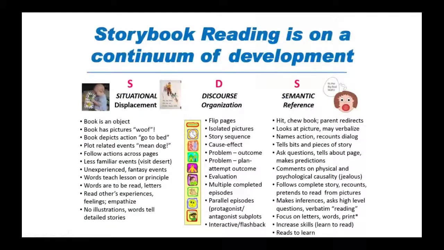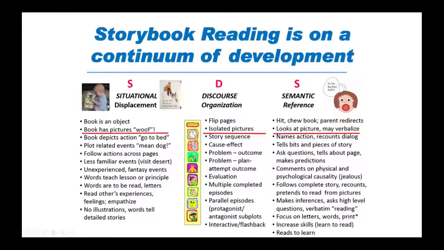So this is just a quick run through of development. In the situational context, the book is an object, so the child just flips the pages and may hit or chew on the book. And then the parent always treats the book as special and says, no, no, let's look at the picture. There's ducky, quack, quack. There's puppy, woof, woof. So parents treat the book differently than any of the other toys. So the book becomes an object, and we try to look at those symbols that are supposed to be representing something meaningful for the child.